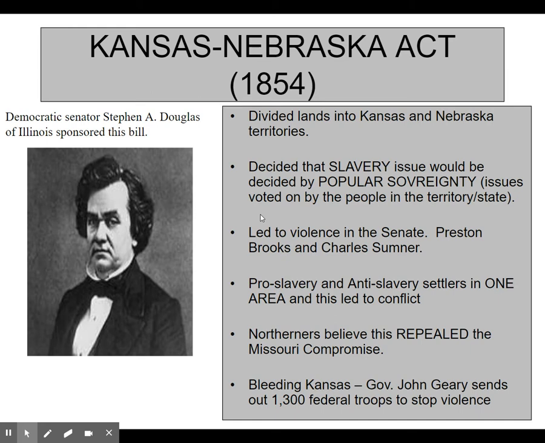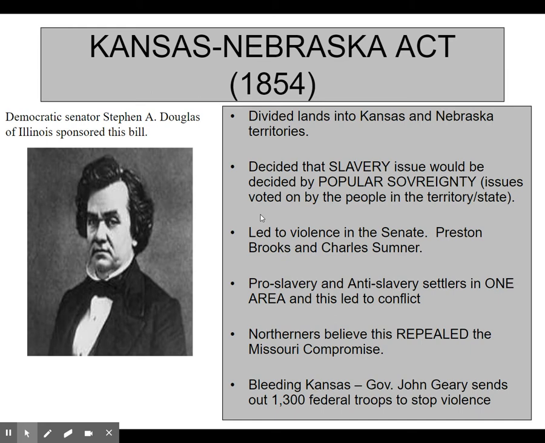They divided the lands into Kansas and Nebraska. And once again, the slavery issue raised its ugly head, and they decided that these two areas would be able to decide for themselves if they were going to be pro or anti-slavery. And so this led to violence, you guys, in a lot of different ways. So first of all, it led to violence in the Senate. There was a lot of anger with regards to this decision.